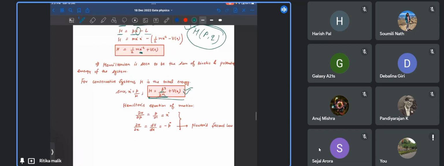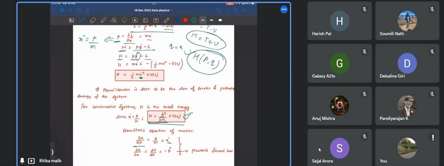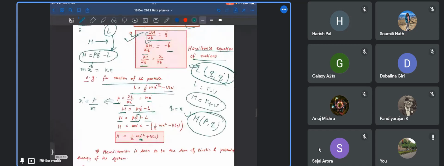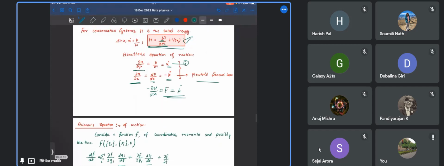So once you write the Hamiltonian, you differentiate with respect to P and put it equal to Q dot. So this is the first Hamilton equation of motion. And differentiate with respect to Q and put it equal to minus P dot. So this is again, if you know, minus dV by dx is nothing but the force, and it is equal to the rate of change of your momentum. So this is again your Newton's second law of motion.